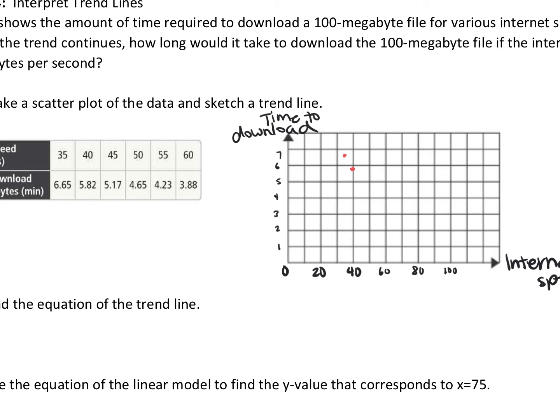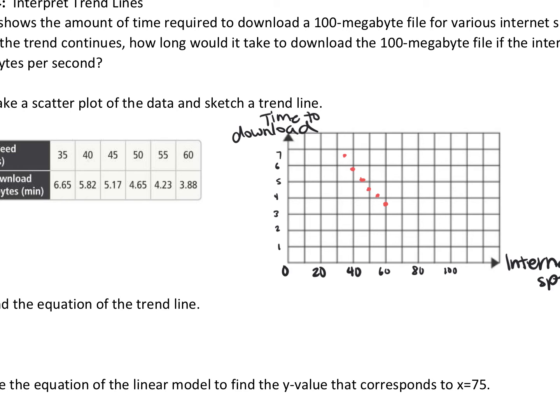Now we're at 45 and 5.17. So just be careful. 5.17 is right about 5. Just be careful as you're plotting points that you're remembering how you have numbered your axes so that we're being accurate here. All right, 50, we're up at 4.65, which is just over halfway. 55, we are at 4.23. Right about there. And at 60, we were at 3.88.